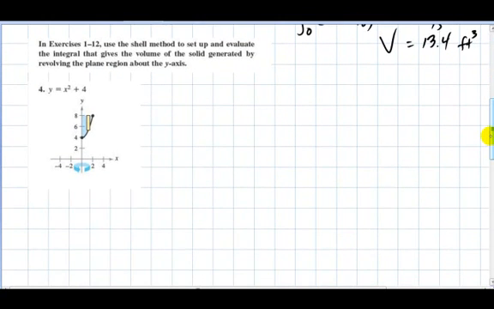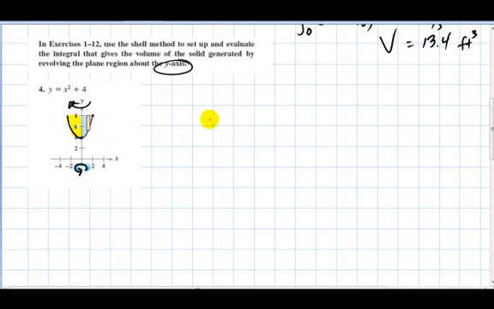Our next problem, number 2, we're given y equals x squared plus 4, and we want to set up and evaluate an integral that gives the volume of the solid generated by revolving the plane region around the y-axis, indicated by this arrow here. So I'm going to reflect it first over here on the left, and then this region in blue gets reflected onto the yellow.